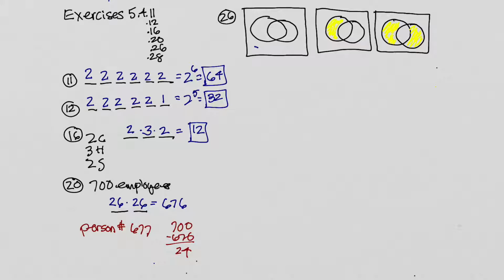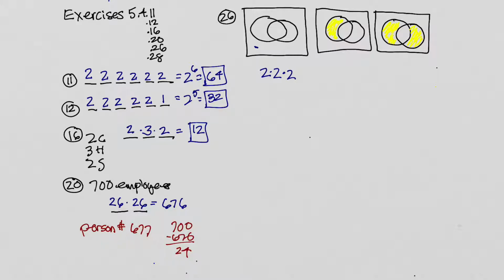So if I point out here in this region here, I could either shade or not shade. So I have 2 choices for that region. Then if I come in here, I could shade or not shade. So again, I have 2 choices for that region. And then here, in this intersection, I could shade or not shade. So once again, 2 choices here.